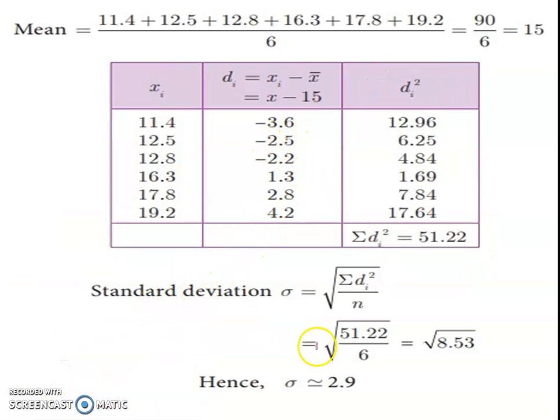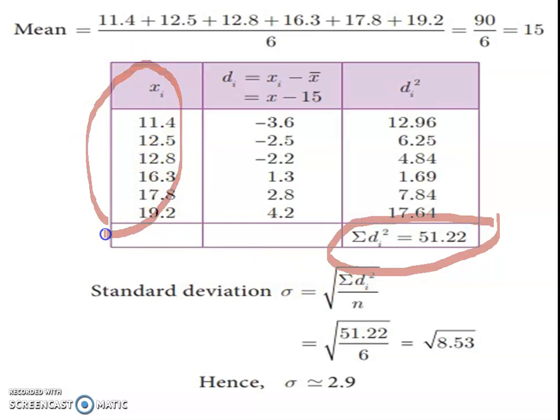So we take the standard deviation formula, summation di square upon n. It is the di square, okay, upon 6. 6 is the number of elements given. So 8.53. So sigma is equal to 2.9. In today's lecture we take the standard deviation of raw data, of ungrouped data, and of grouped data.